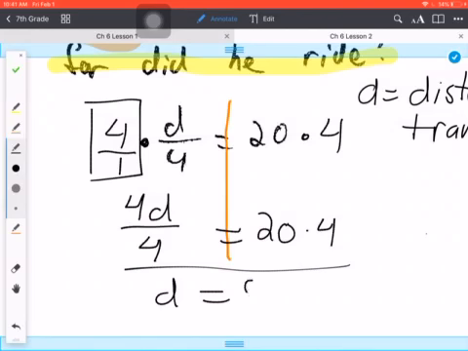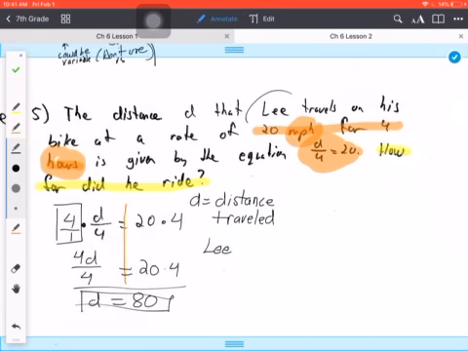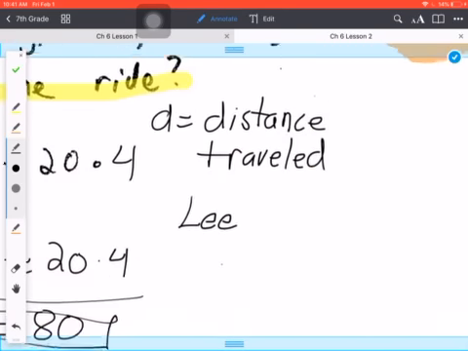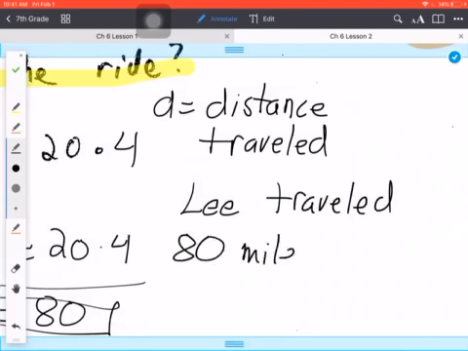This fraction simplifies to just d. And 20 times 4 is 80. So again, this number means something because it's part of a word problem. So the question asks us, how far did he ride? So this number represents how far he traveled. So Lee, which was the name in the problem here, traveled 80 miles.